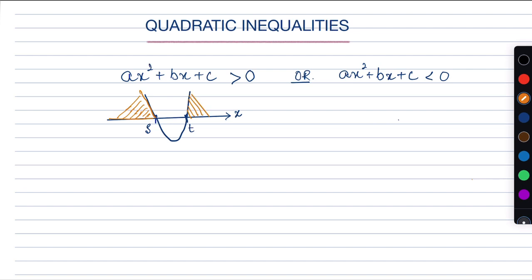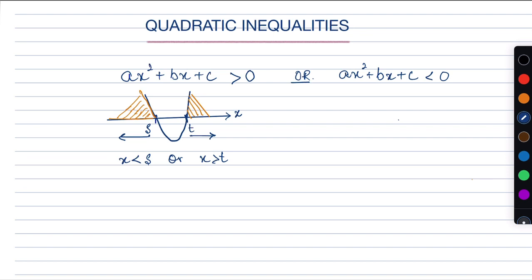With this curve, the inequality is x less than s, or x greater than t. So x less than s is one range of values of x, and greater than t is the other range of values of x for this region.